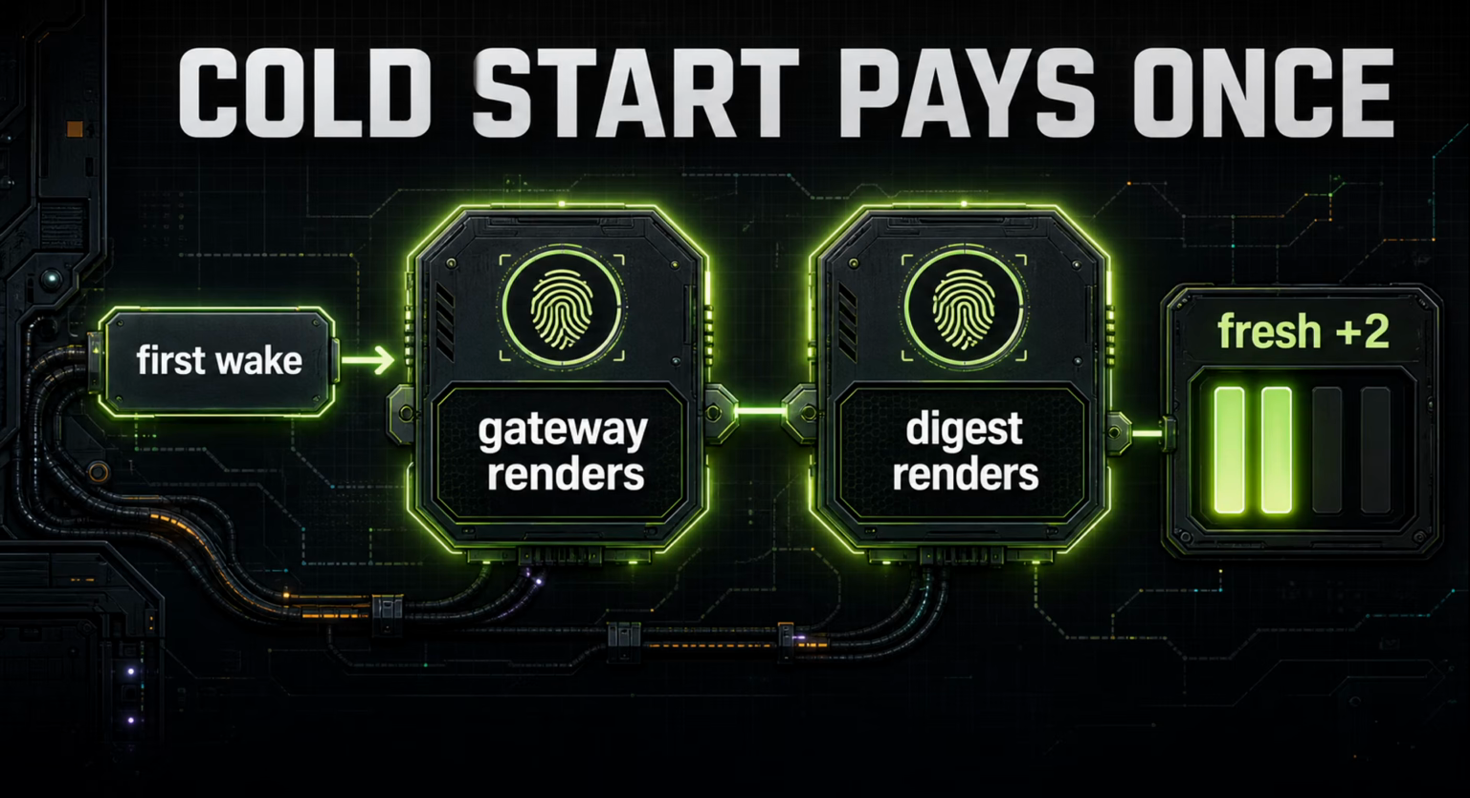Let's trace the meter across 3 wakes on their surprise cost example. Start cold. The world wakes for the very first time. So nothing is memoized yet. There is no prior truth to compare against. Right. Both nodes fire, the gateway renders, the digest renders, and the fresh meter ticks up by 2. 2 real model calls. Sure, every fingerprint is new on a cold start, so every node counts as a surprise by definition. And that is the cold start tax. You pay it exactly once, and now you have a baseline to compare against.